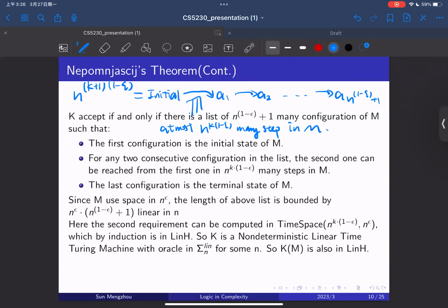And there are two crucial points. The first one is the length of this list. Since M uses space in n^epsilon, the length above is bounded by n^epsilon. So for each configuration, the amount of space it takes is almost optional, up to some constant. So here it is n^epsilon times n^(1 minus epsilon), which is linear, n.